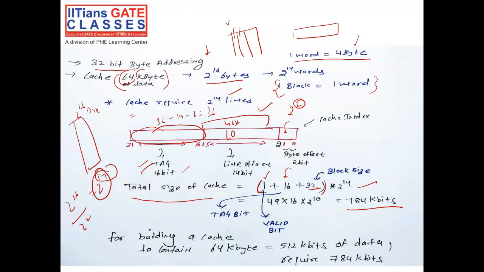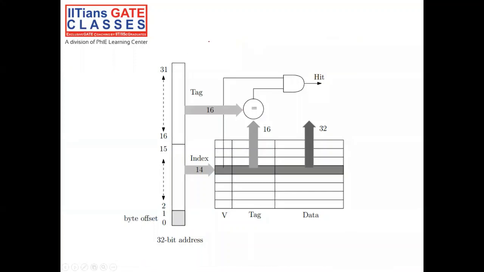So for building a cache to contain 64 kilobyte data, we need 784 kilobits. 64 kilobyte data, if you convert into bits, will be 512 kilobits. So to store 512 kilobits of data requires 784 kilobits in the cache memory. That's the meaning, right? See this tag diagram.